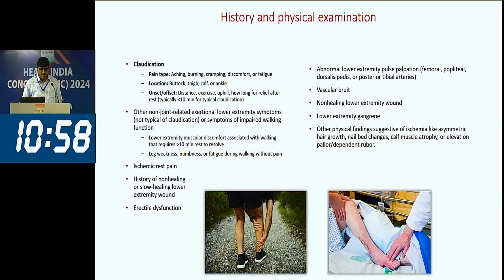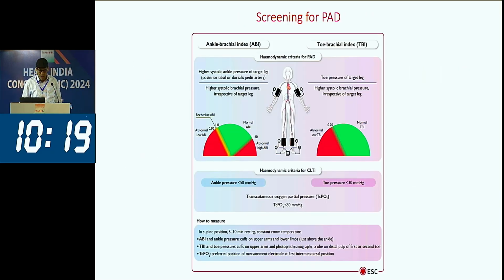The patient generally presents with claudication or other non-joint related exertional lower extremity symptoms, or symptoms of impaired walking. Then they can have ischemic rest pain, history of a non-healing or slow-healing ulcer or extremity wound, and erectile dysfunction. The signs are basically abnormal lower extremity pulsations, vascular bruit, non-healing lower extremity wound, lower extremity gangrene, or other physical findings suggestive of ischemia, like asymmetric skin changes, asymmetric hair growth, nail bed changes, and calf muscle atrophy.